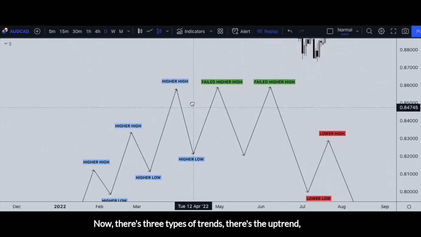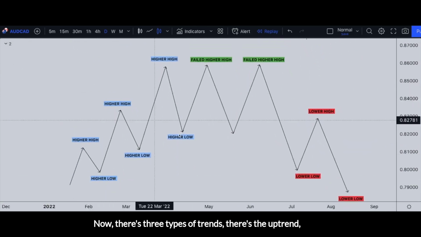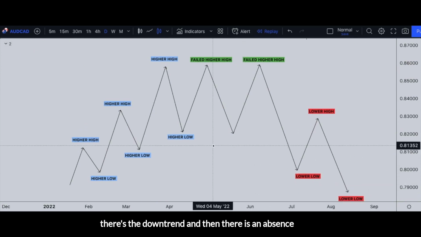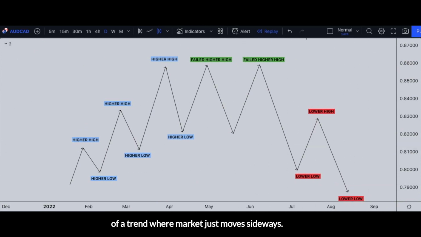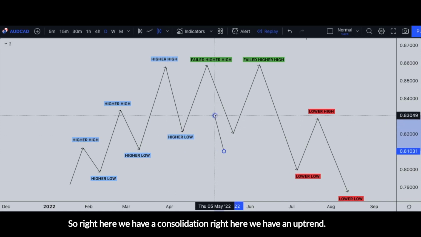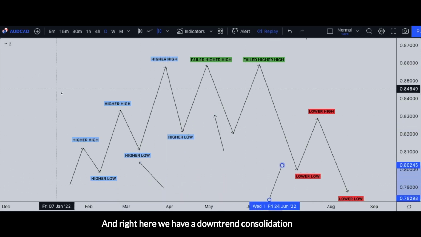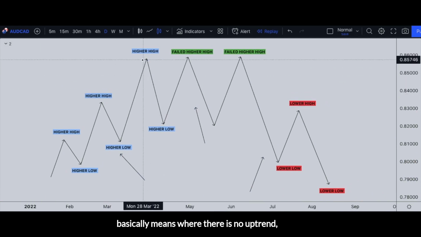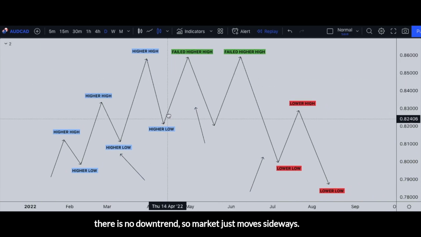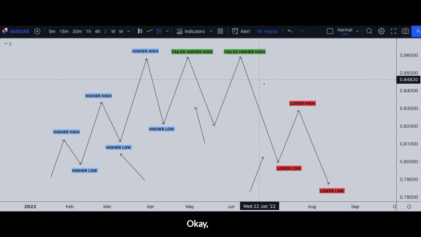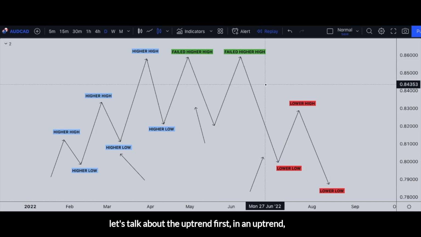Now, there are three types of trends. There's the uptrend, there's the downtrend, and then there is an absence of a trend where the market just moves sideways. So right here, we have a consolidation. Right here, we have an uptrend, and right here, we have a downtrend. Consolidation basically means where there is no uptrend and no downtrend, so the market just moves sideways, okay? Let's talk about the uptrend first.